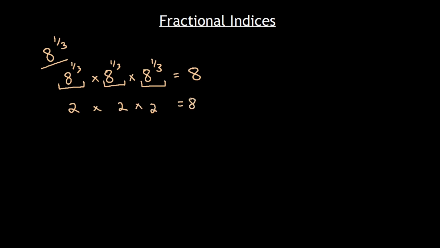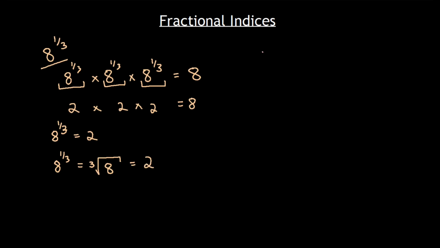Again, what's the link? How do we go from 8 to 2? The only conclusion we could come up with is if we cube root 8. So in other words, 8 to the power of a third is the same thing as saying the cube root of 8. And this is where you have that little 3 there to show that it's the cube root of 8, because 2 times 2 times 2 makes 8. Right, let's have a look at another example.